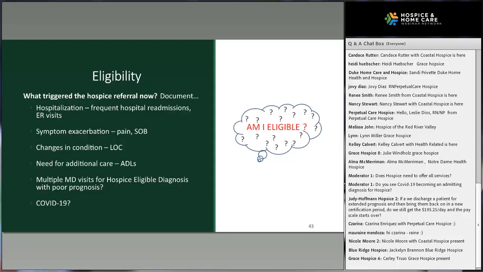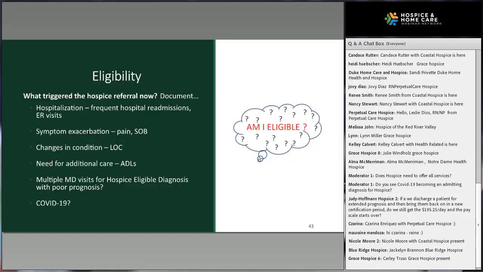So a place to partner with a health system in your community is to look at hospitals with high readmission rates. And that might be a place for your hospice to go and be a great partner to help them bring on some of those cardiac patients. Has there been an exacerbation, shortness of breath, pain, any changes in level of consciousness?